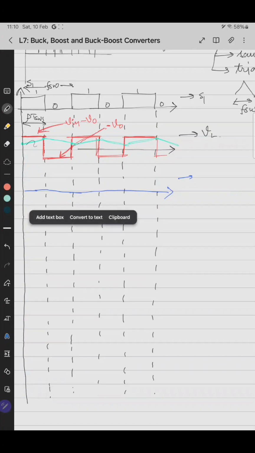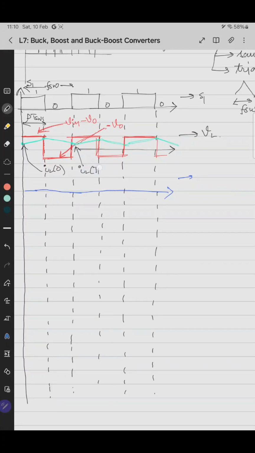We don't know this value. So let's say we know this value. This is IL naught. This is IL at what time? T switching. This is IL at D into T switching. And again this will be IL of 2 into T switching. This will be again IL of 2D into T switching.